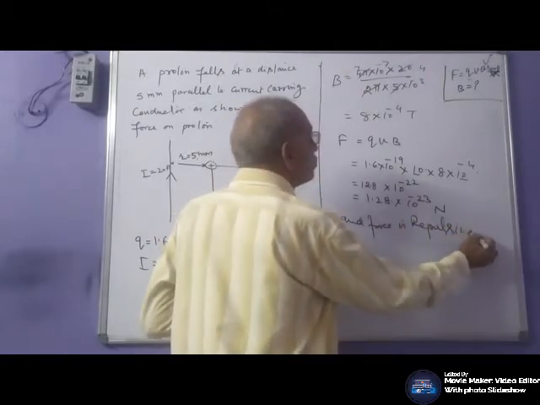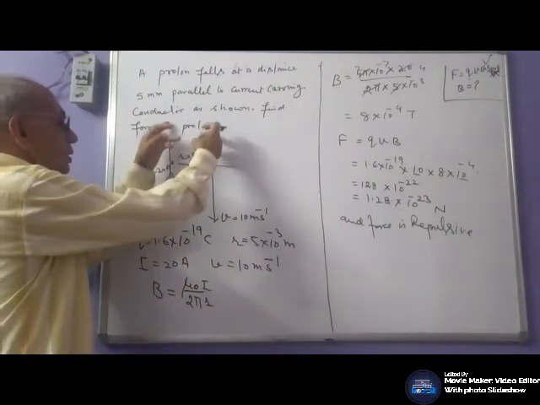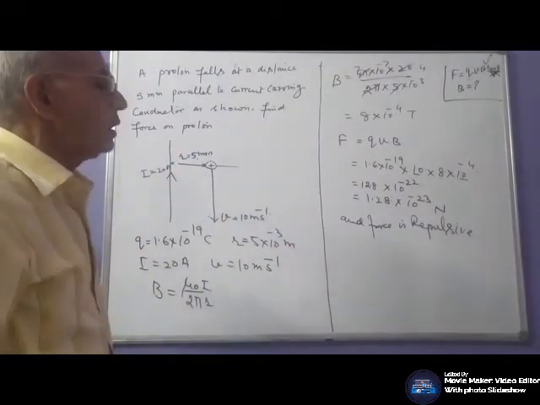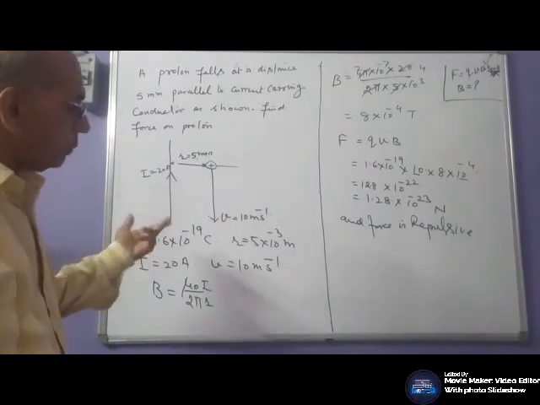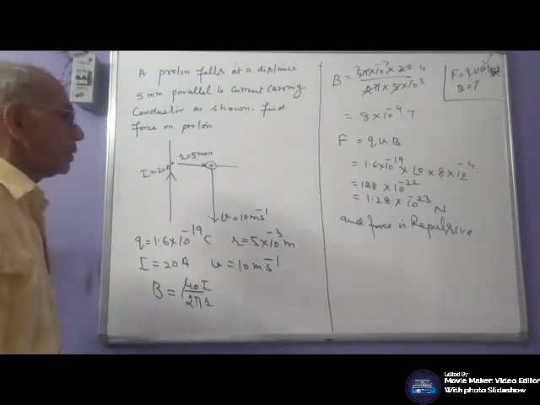repulsive. Why? ये अपोजिट डायरेक्शन में करंट हो गया, अपोजिट में सेम डायरेक्शन करंट वी हैव ऑलरेडी डन अट्रैक्टिव, अपोजिट डायरेक्शन सो द फोर्स विल बी रिपल्सिव.